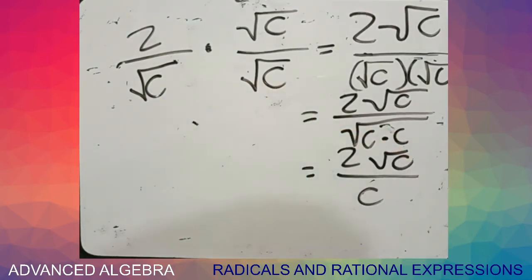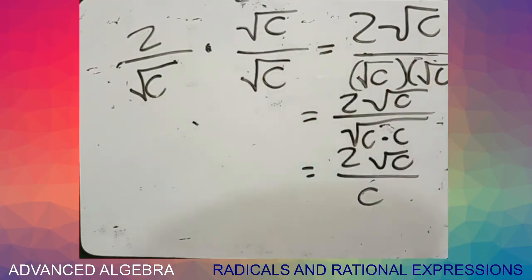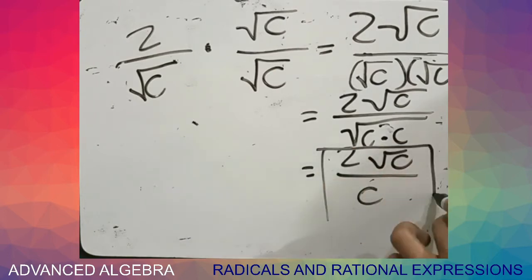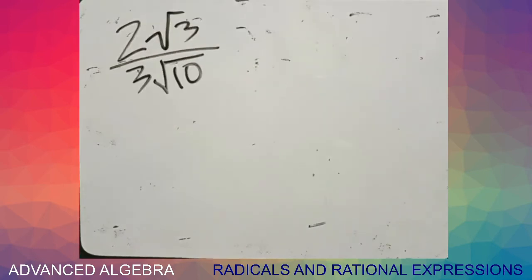Okay. So, yung nasa loob. So, pinag-multiply natin, c times c squared. So, ang square root ng c squared ay c, or c times c, sagot ay c. So, ito na yung kanyang rationalized na denominator: 2 the square root of c over c. Okay. So, ito naman another example.